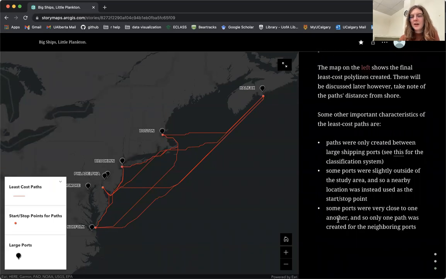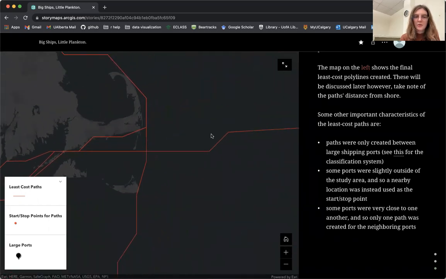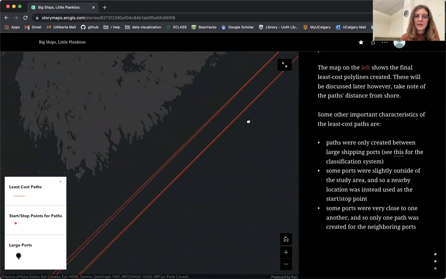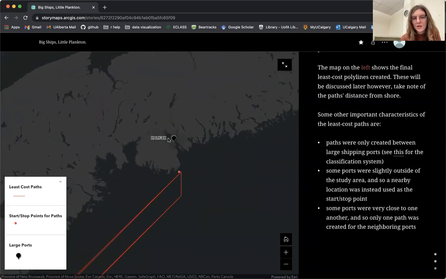Some other important characteristics of these least cost paths are that they were only created between large shipping ports, and that's a classification system from the shipping industry. Also, some ports were outside of the study area, so I used a nearby location as the start-stop point. So for example, if we go to Halifax, here is the actual port of Halifax, and this is the point I used for the start or stop of routes coming or going to the port of Halifax.